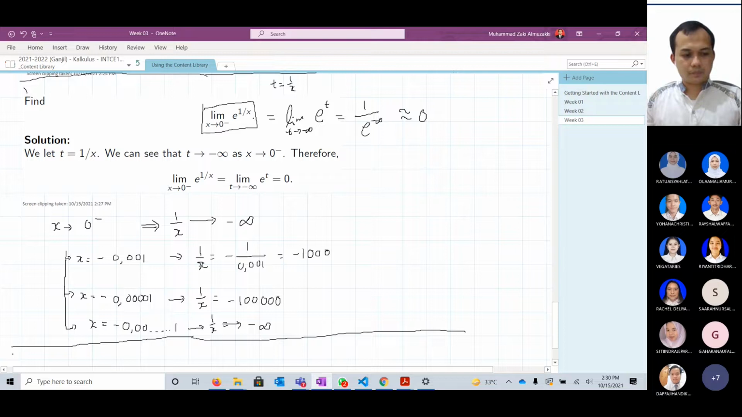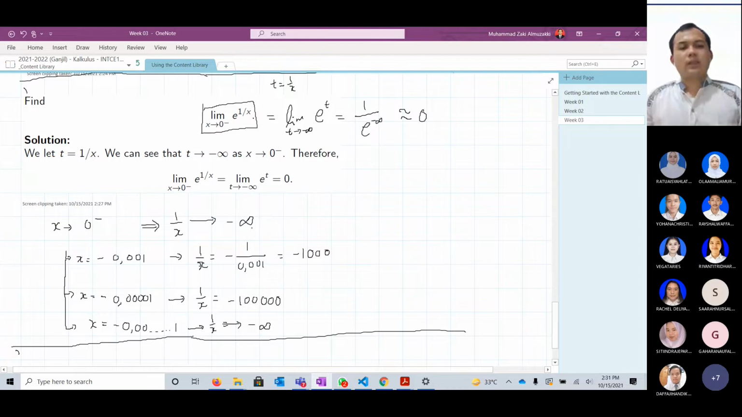Ada pertanyaan? Ya, di sini kita punya limit x menuju 0 dari kiri dari e pangkat 1 per x. Ternyata dalam kasus ini kita bisa ubah limitnya menjadi limit yang biasa, tidak ada kiri kanan ya. Karena yang mau kita dekati kan x menuju 0 dari kiri, sehingga kalau x menuju 0 dari kiri, 1 per x itu pasti akan menuju negatif tak hingga. Sampai sini bisa dipahami?